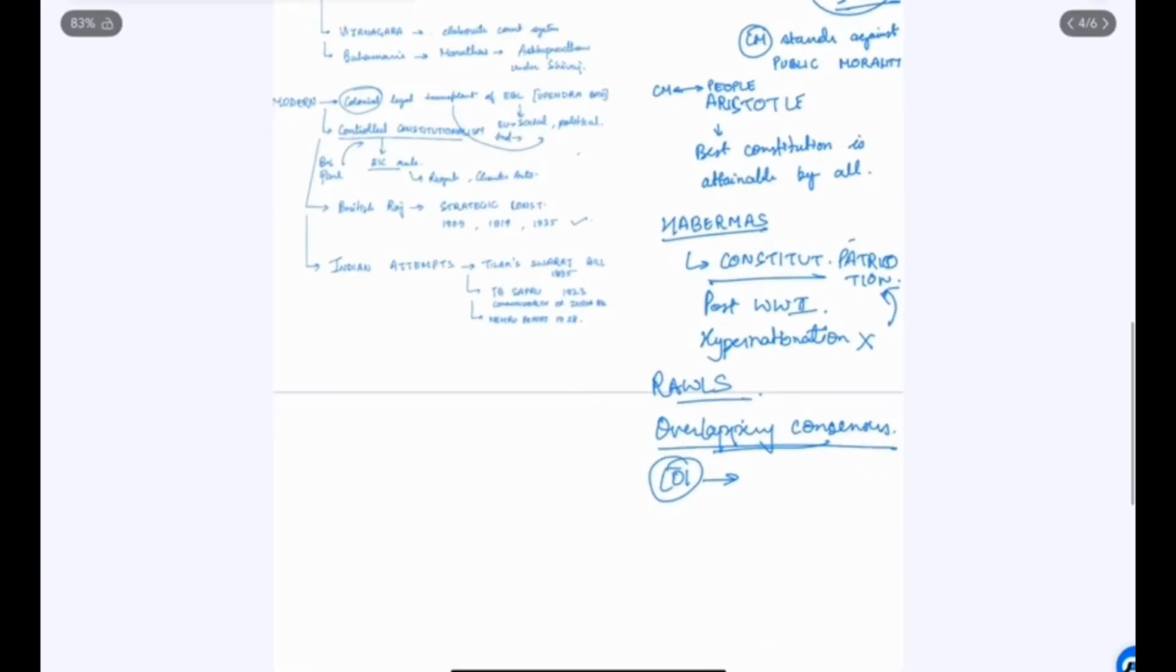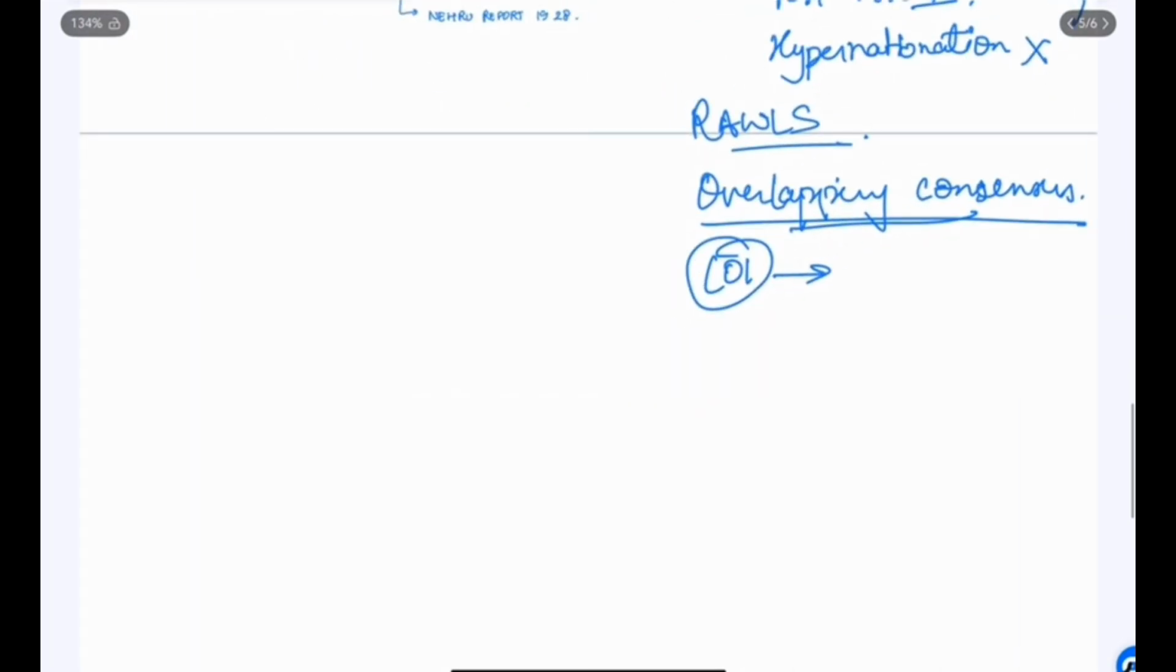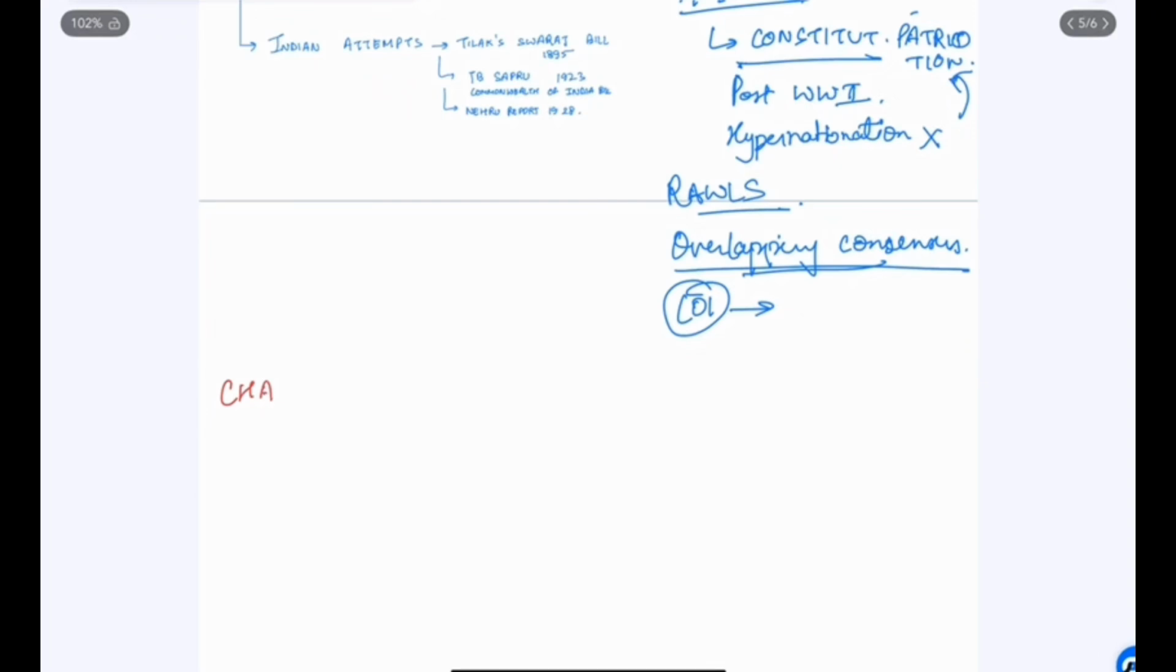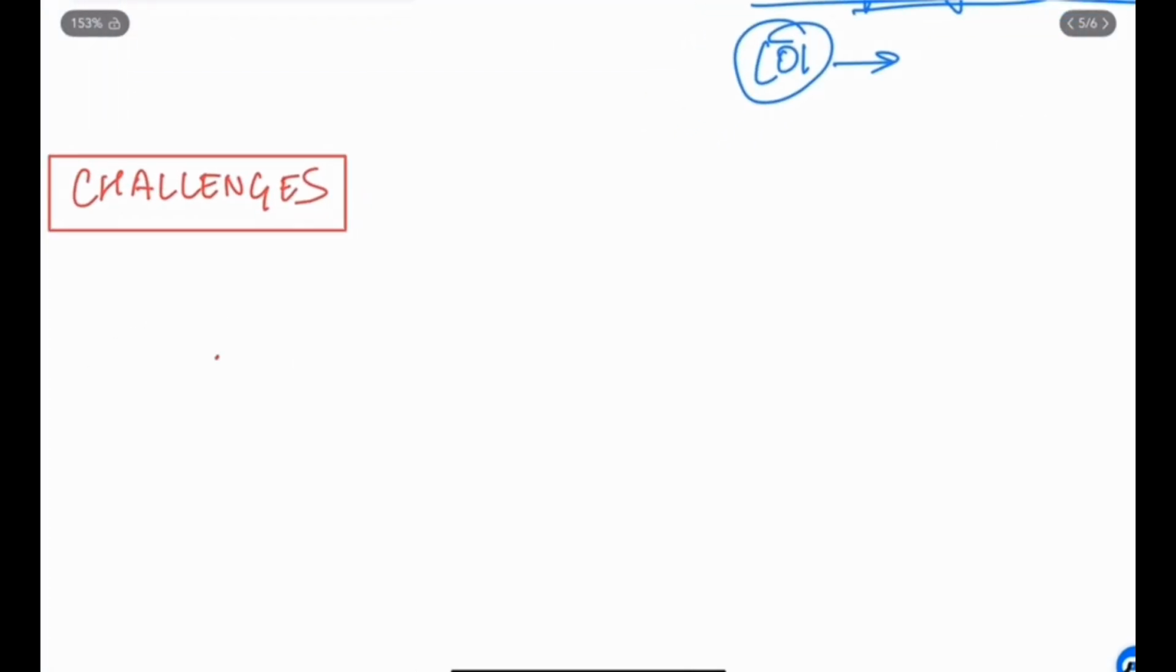Now there are some challenges. Let's talk about the challenges here. The basic challenge that we have with constitutional morality is that it is vague and thus it is difficult to attain.